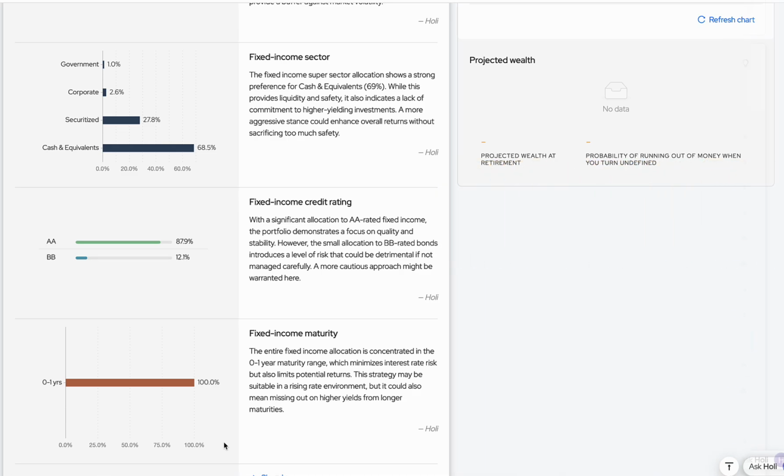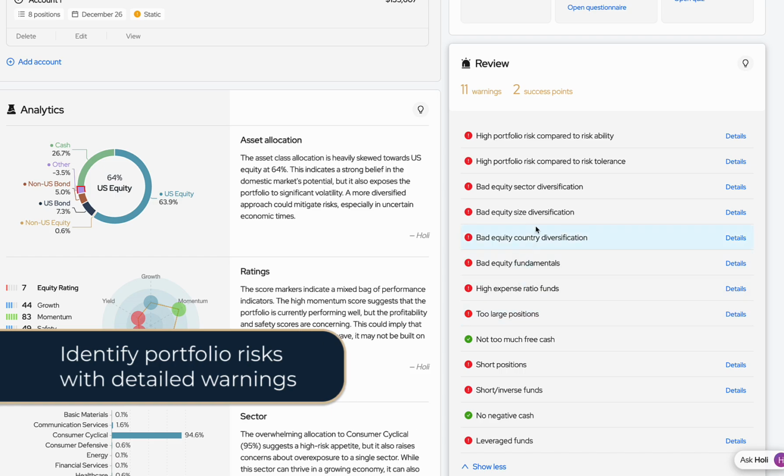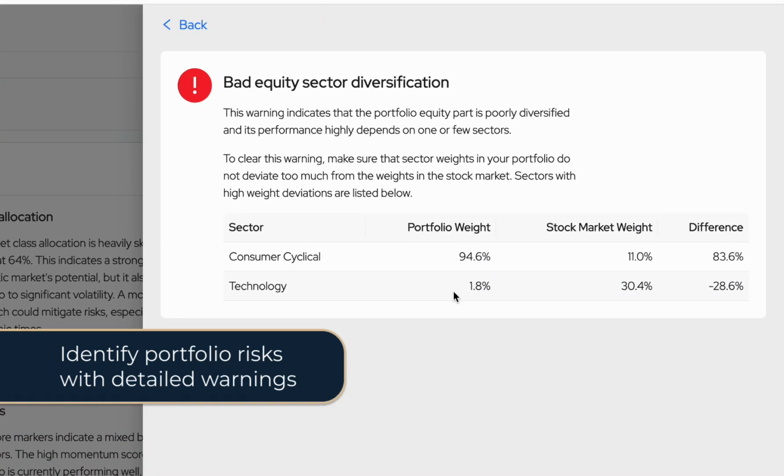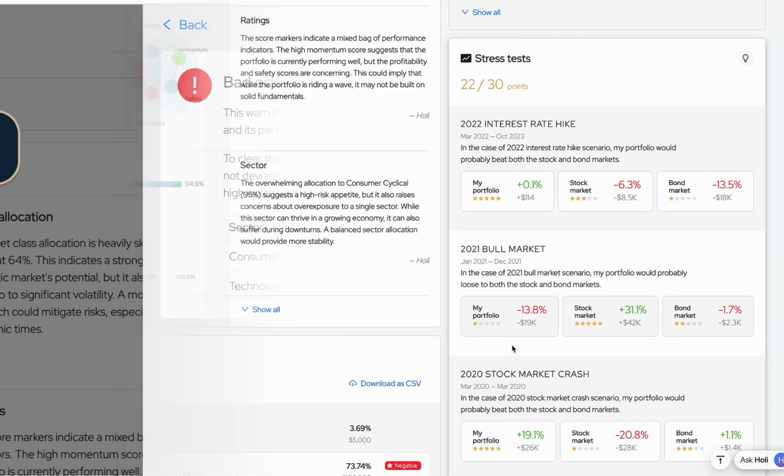Holistico highlights potential pain points in your portfolio, giving you a clear view of risks and areas that need attention. From high expense ratios to poor diversification, each issue is flagged with detailed explanations and actionable insights to help you improve.